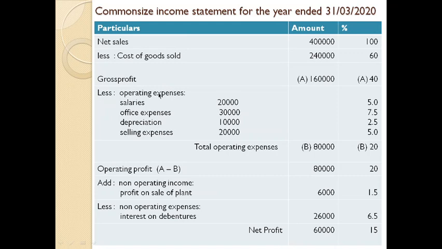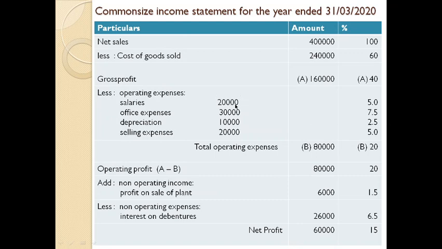Next, followed by gross profit, you need to deduct operating expenses. Operating expenses is the common name given to various sub-items such as salaries, office expenses, depreciation, selling expenses. Usually, the items that come under operating expenses are administration expenses, selling and distribution expenses. Please keep in mind, sometimes in the question you might be given operating expenses and all these items will be given.